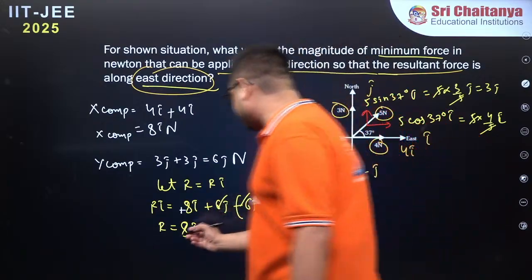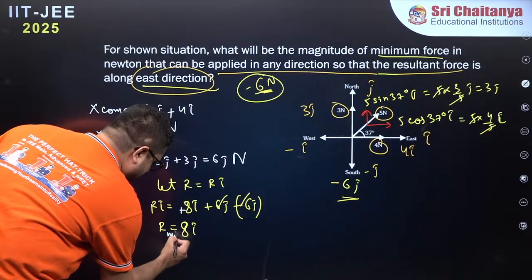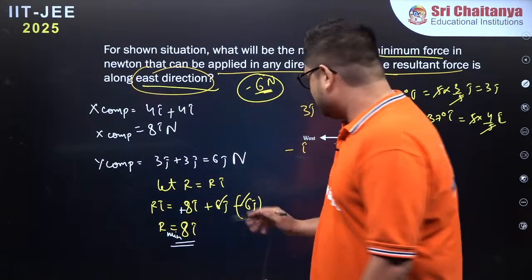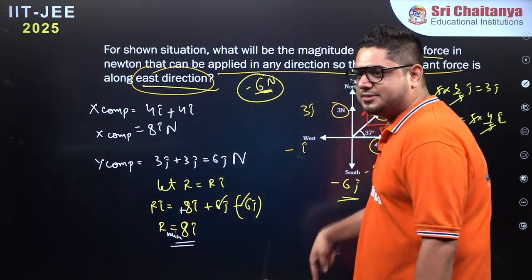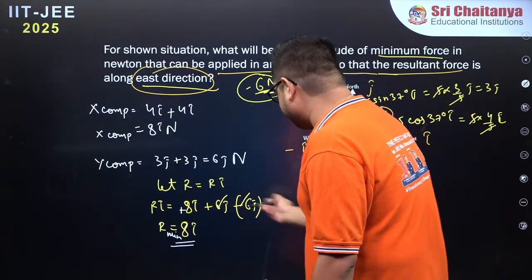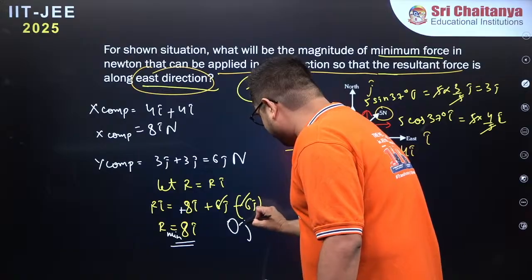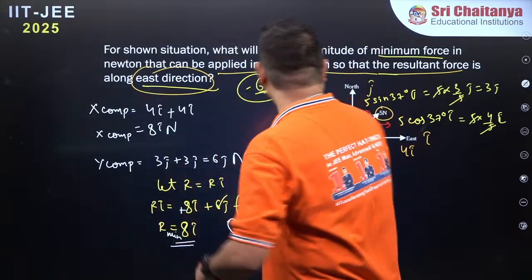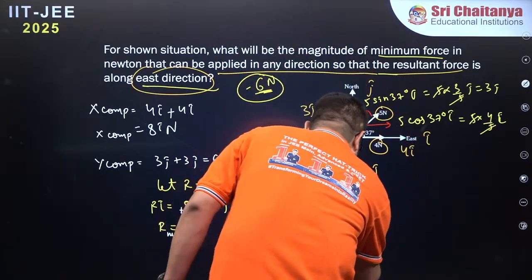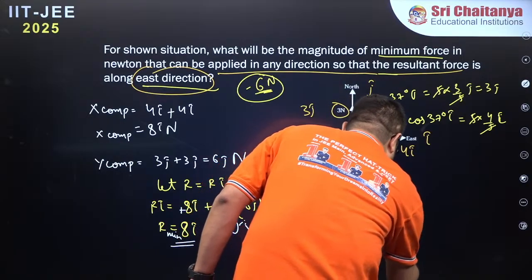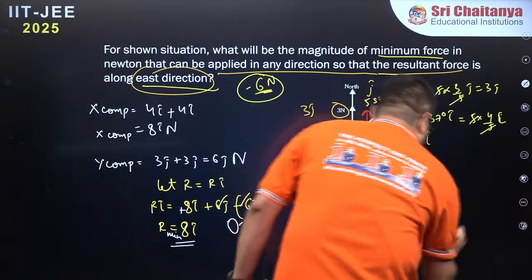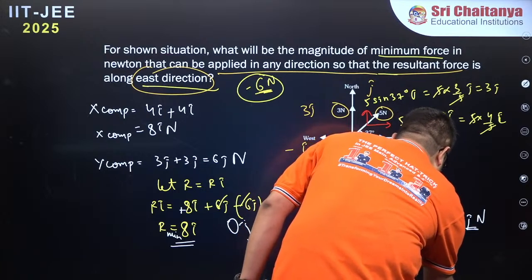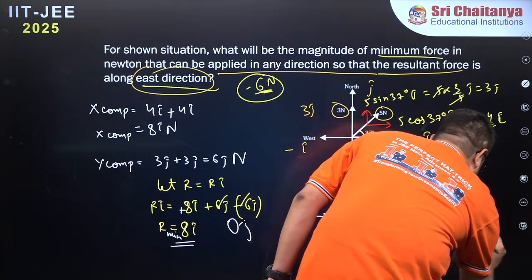Now the minimum resultant is 8i cap which I am getting, but they're asking you to find out what force can be applied in any direction. So if I apply a force along the south, which is minus 6j cap, 6j cap minus 6j cap will cancel out and give us a zero vector along the y-axis, isn't it? So that minimum force is going to be minus 6j cap newtons, that is 6 newtons along the south. 6 newtons along south you need to apply.